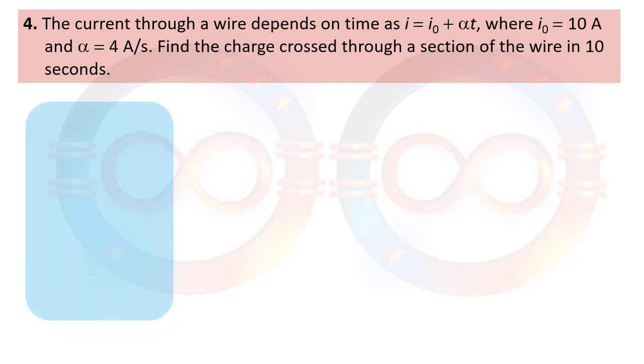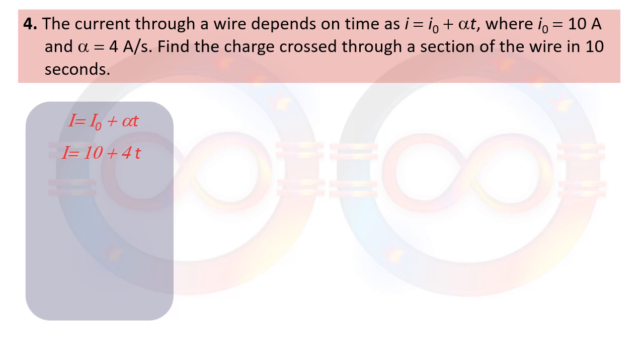So things which are here, we have already the equation I is equal to I naught plus alpha t. The value which is given here for alpha is 4 and I naught is 10. So the equation will be I is equal to I naught, that is 10, plus alpha, that is 4, into t. So this is the equation for the current. We need to find the charge.